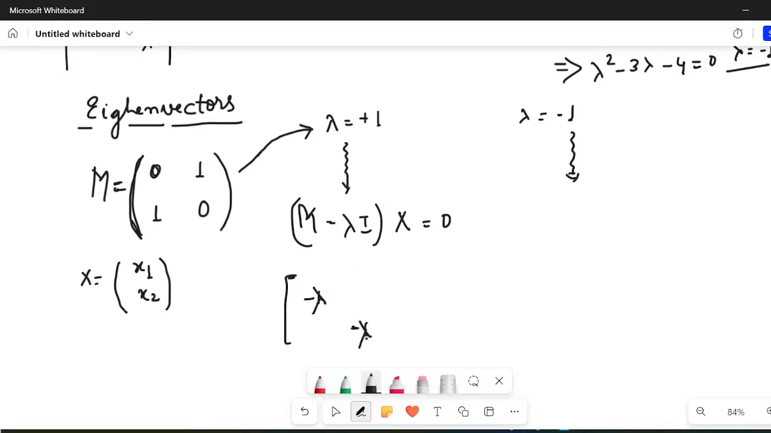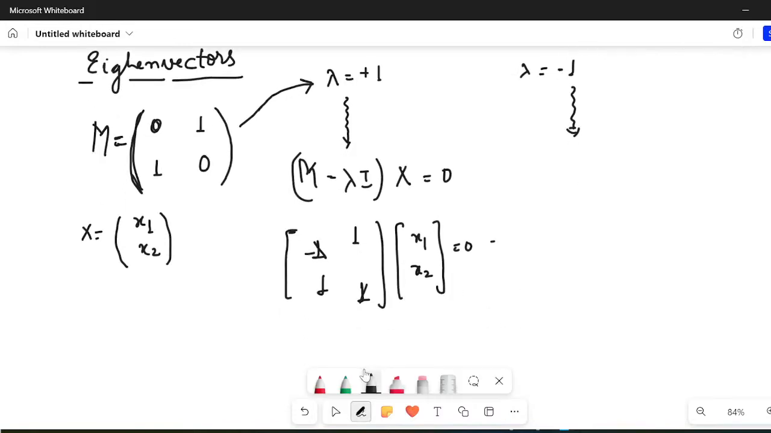This is also minus lambda. Because I'm taking lambda equal to 1 only, I'll write minus 1, minus 1, and then simply 1 and 1. This is x1, this is x2, and it is equal to 0. What I will get from here is minus x1 plus x2 equals 0. That implies x1 should be equal to x2.